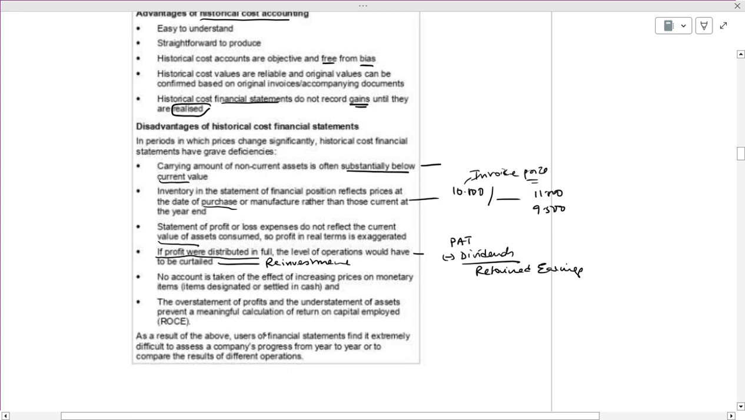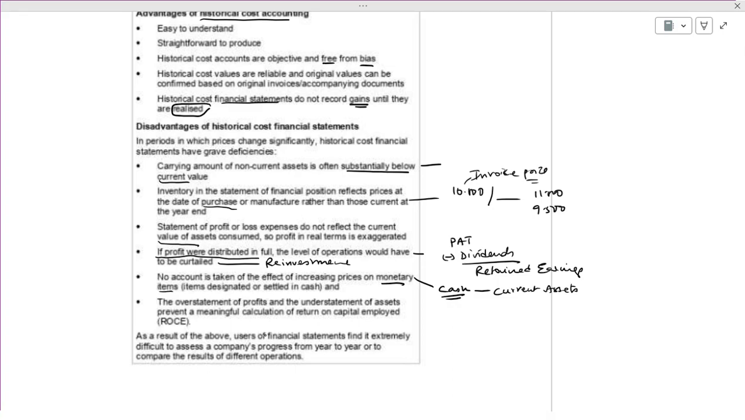No account is taken of the effect of increasing prices on monetary items. Monetary items are nothing but the items related to cash. Most of the time monetary items are current assets, excluding inventory. The overstatement of profits or understatement of assets prevents meaningful calculation of ROCE. Have you covered return on capital employed previously in your ratio analysis? Have you done it?